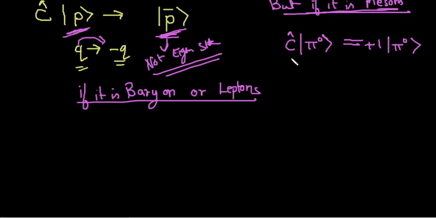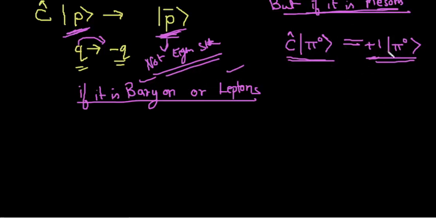Now only for the mesons there will be an eigenfunction, an eigenstate. For baryons and leptons there won't be an eigenstate. So whenever there is a baryon and a lepton involved in the reaction, we don't usually check for C. But if there are no baryons and leptons involved, only mesons, we can always check for C.